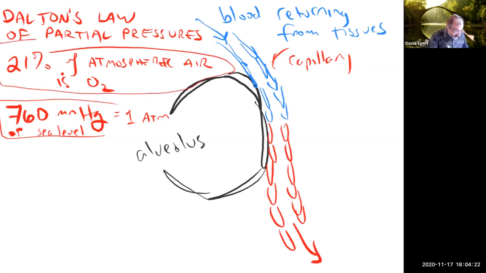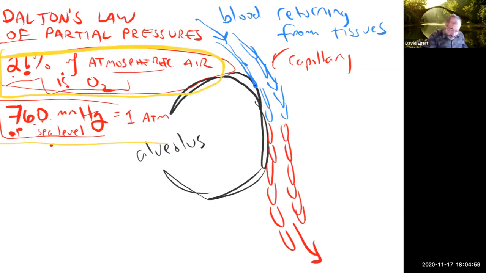Dalton's law of partial pressure says that the pressure due to oxygen is going to be in direct proportion to the percentage that oxygen is part of the gas. The total pressure is contributed by each of the subparts of the overall gas mix, according to what percentage that particular gas makes up. So if oxygen is 21% of the air, its partial pressure is going to be 21% of the overall pressure. So the partial pressure of oxygen is 21% times 760, which ends up being 159 millimeters of mercury.